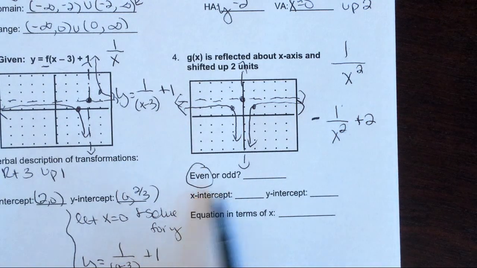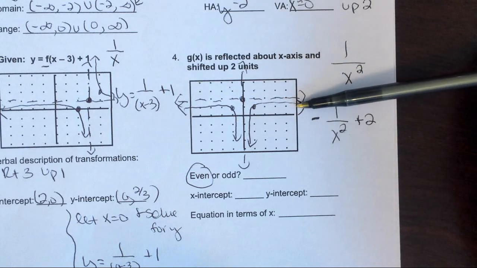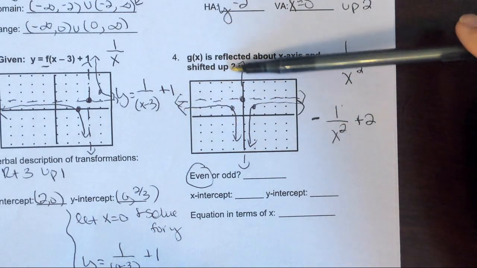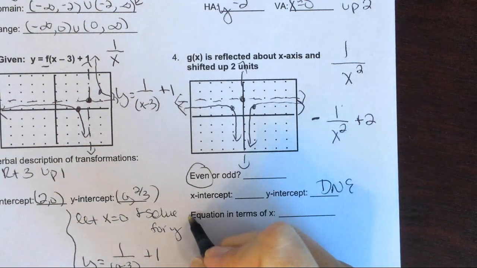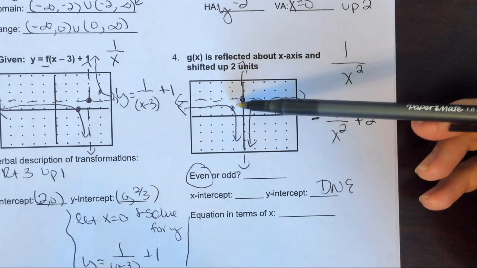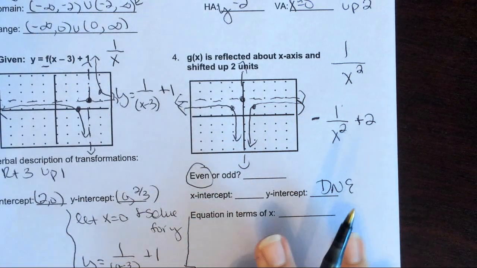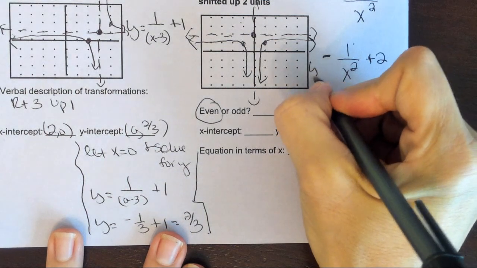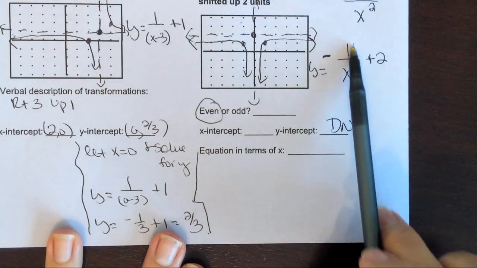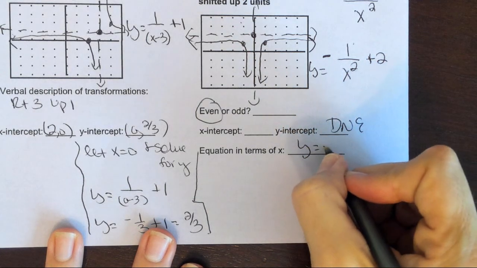They want the x-intercepts and they want the y-intercepts. Okay, so by looking at my picture, I can tell that I'm never, ever, ever going to touch the y. So I can go right, does not exist. But I do touch the x's, but I really can't tell what those are. So this time we're going to practice solving the x-intercepts using our algebra. So our equation is right here. y equals negative 1 over x squared plus 2. I guess I could go ahead and write that right here since they asked for it.